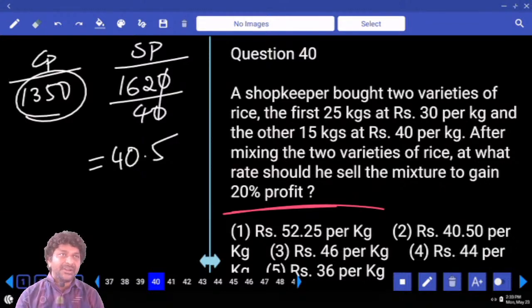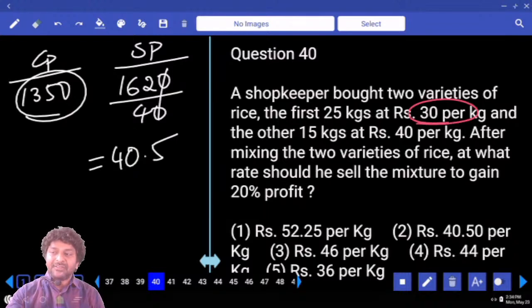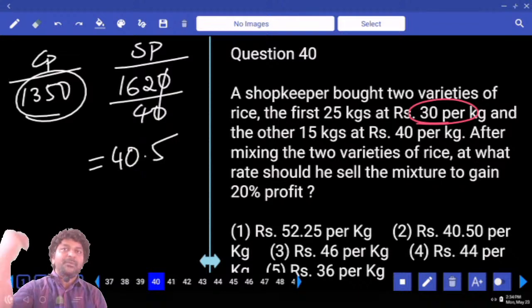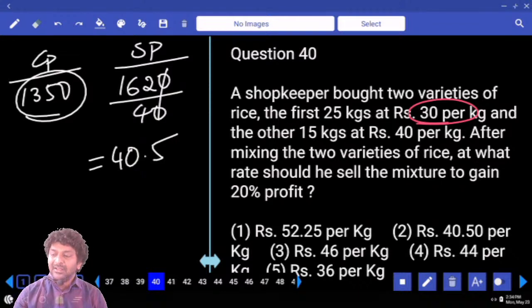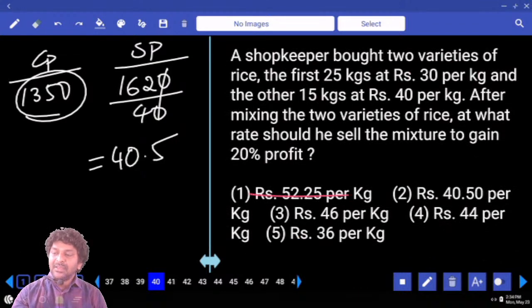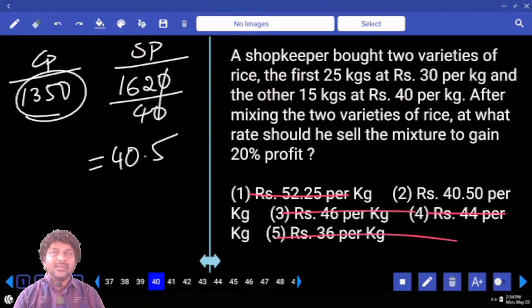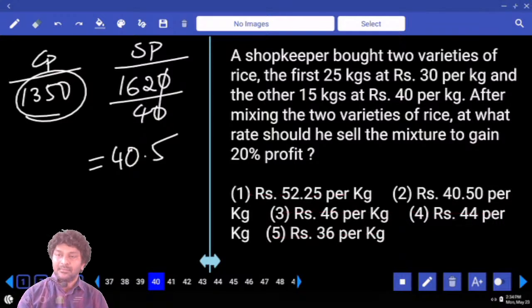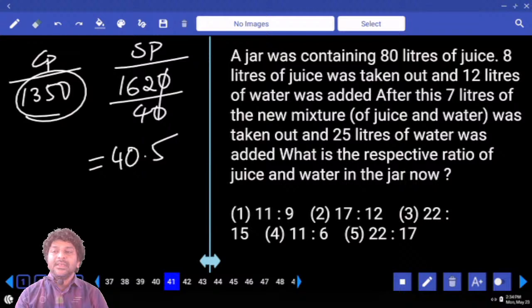Already 3 options are eliminated. And you are expecting 20% profit. 20% profit of this number is 36, so it should be more than 36. So the fifth is eliminated. Over. In seconds you can answer without using your pen.